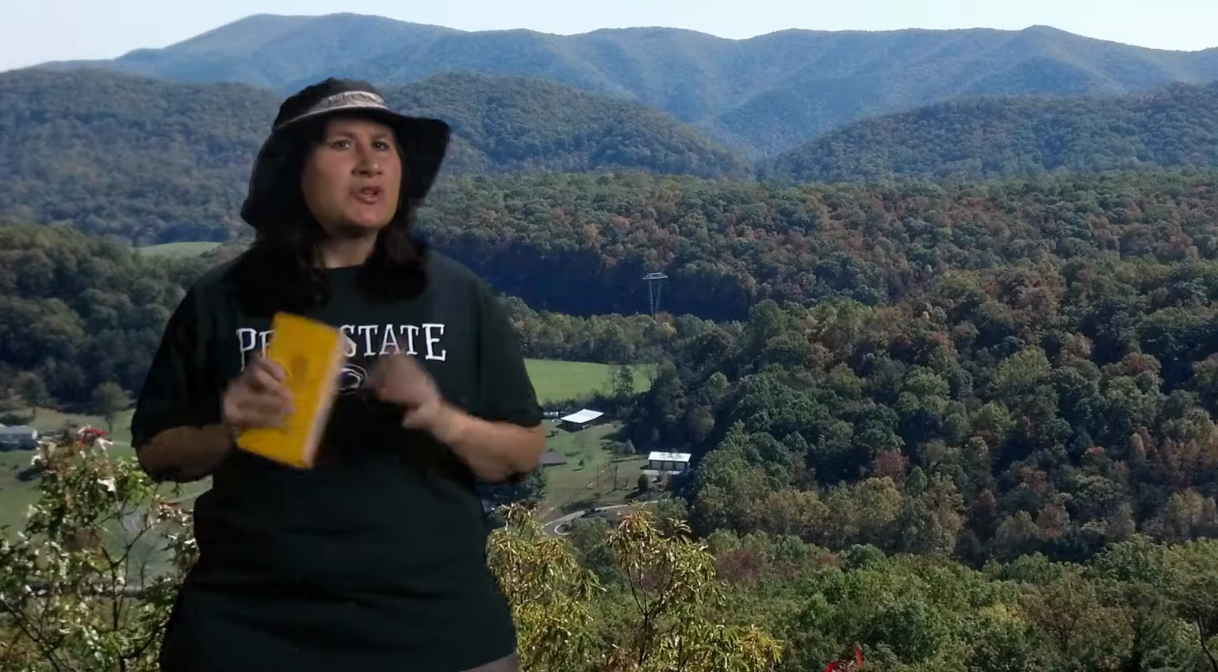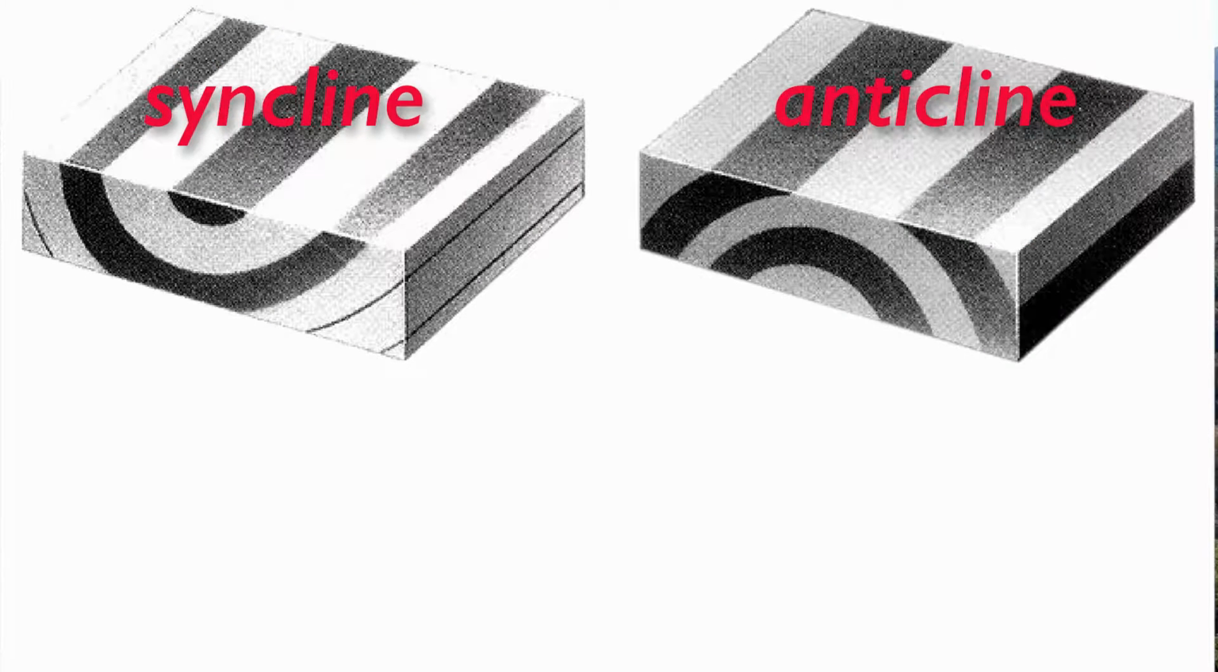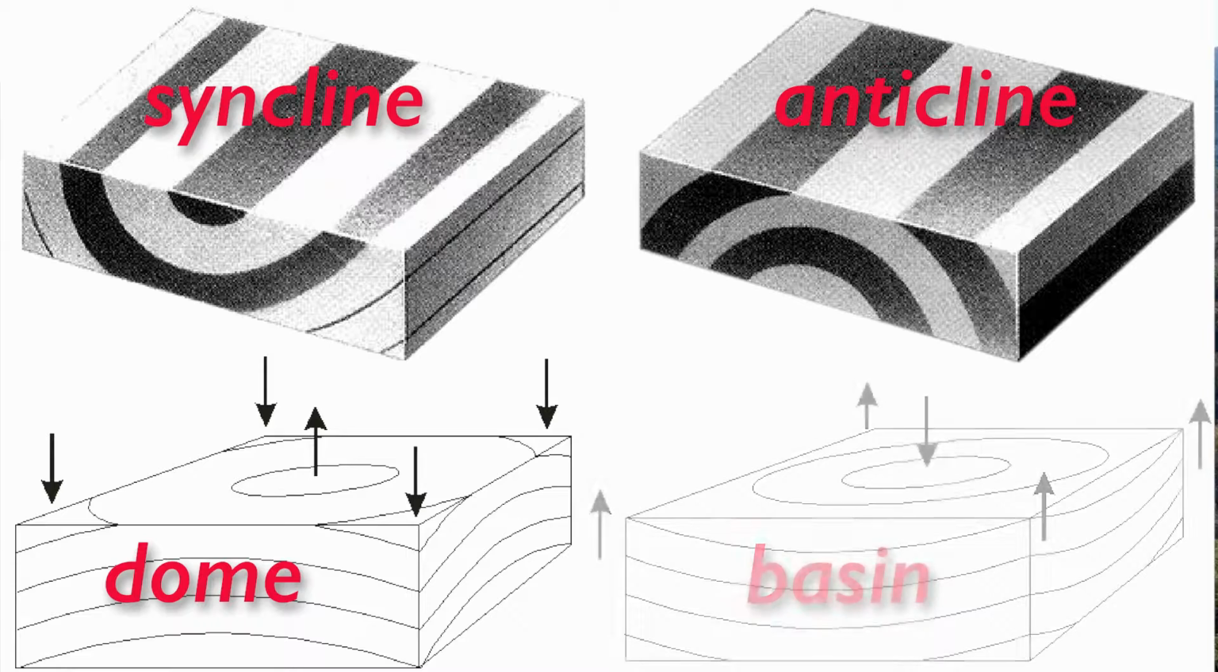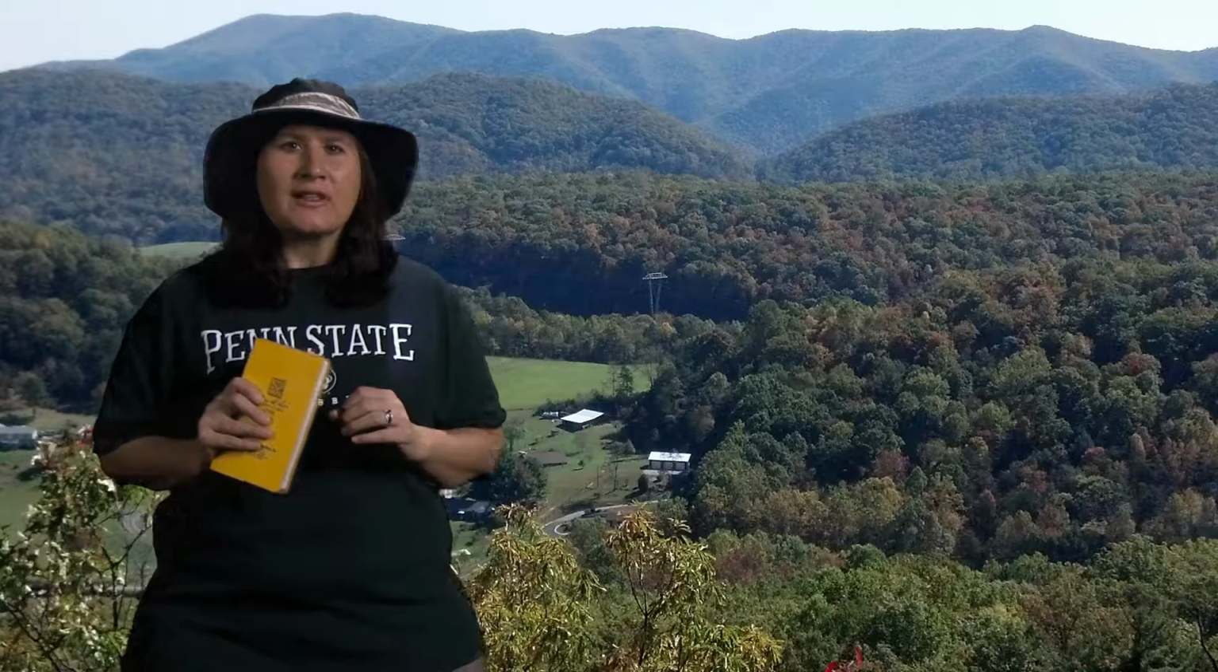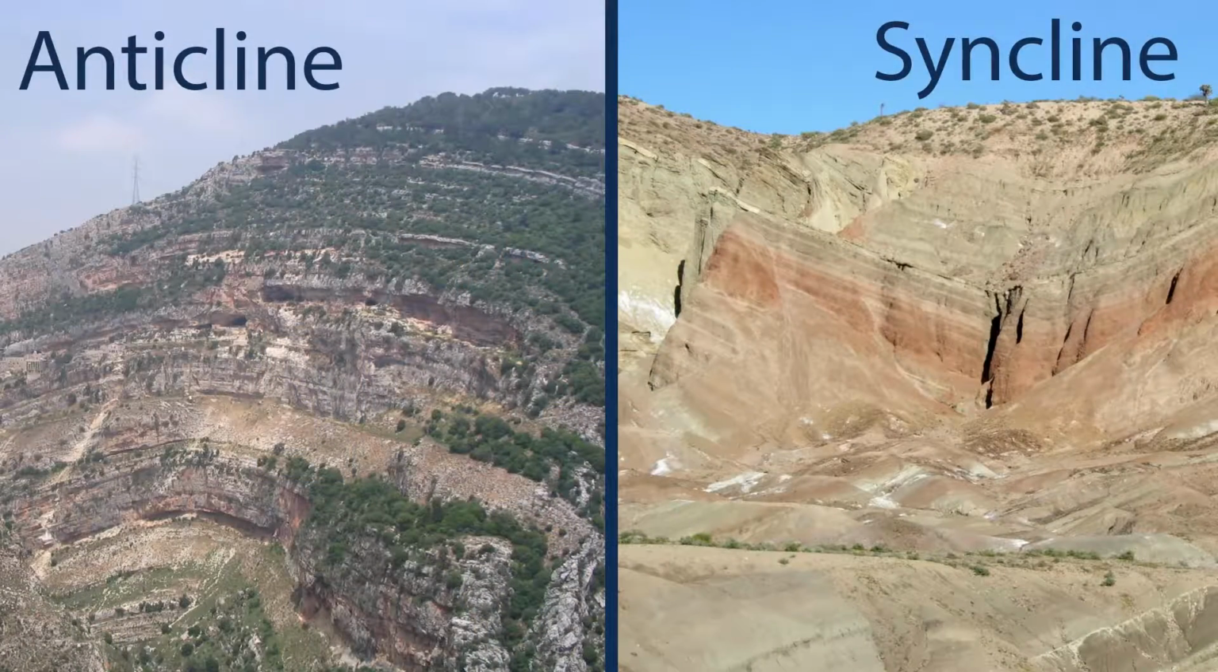Now in Lesson 2, you identified several structures that result from ductile deformation, including synclines, anticlines, domes, and basins. But these images are just idealized sketches. What do these structures look like in real life? Well, first, let's look at anticlines and synclines.